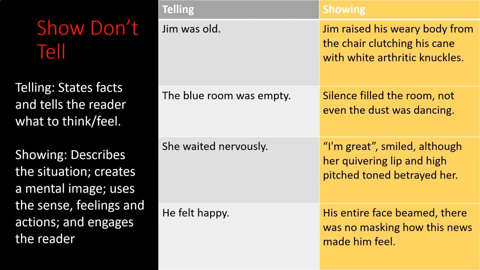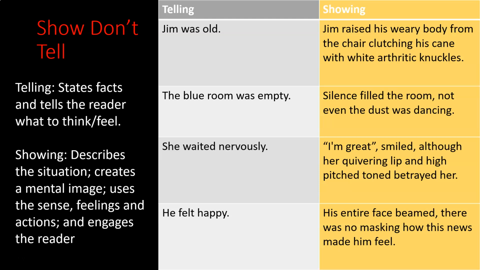Okay, instead what we're looking for is showing. Okay, and what showing does is it describes a situation. So you might still give the same amount of information or the same type of information, but you're doing it in a more descriptive way. It can help create a mental image for the reader, so the reader can feel or see or think about what's going on here. Right? It might include the different senses, it might include feelings, it might include actions, and it definitely is going to be more engaging for a reader than simply telling us something.